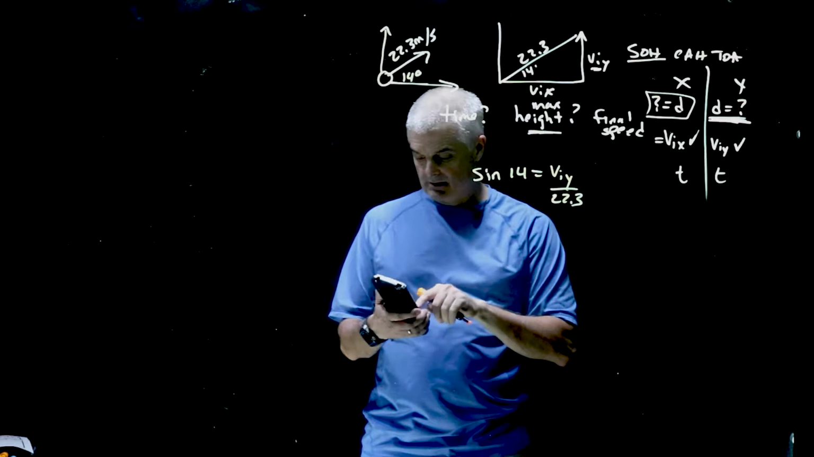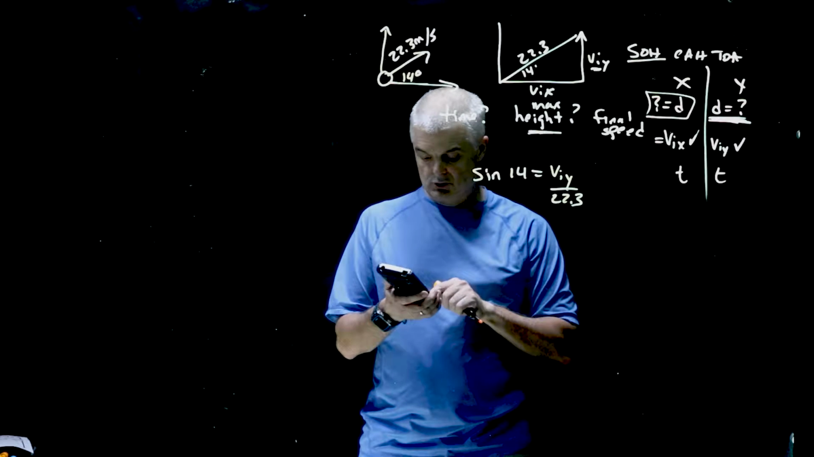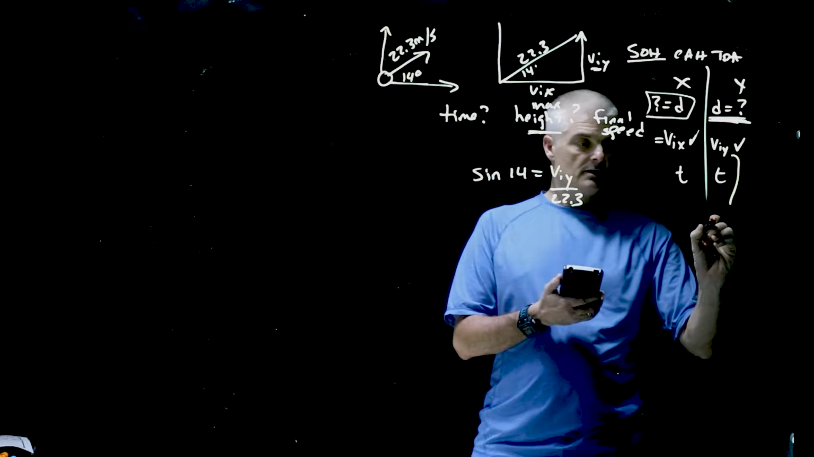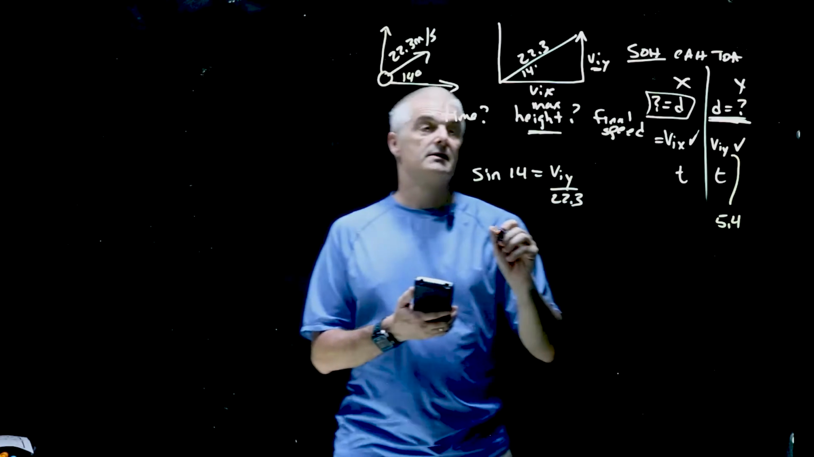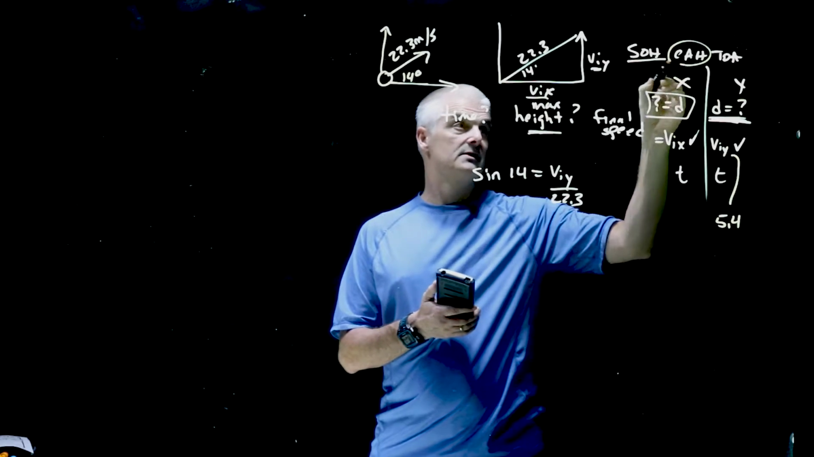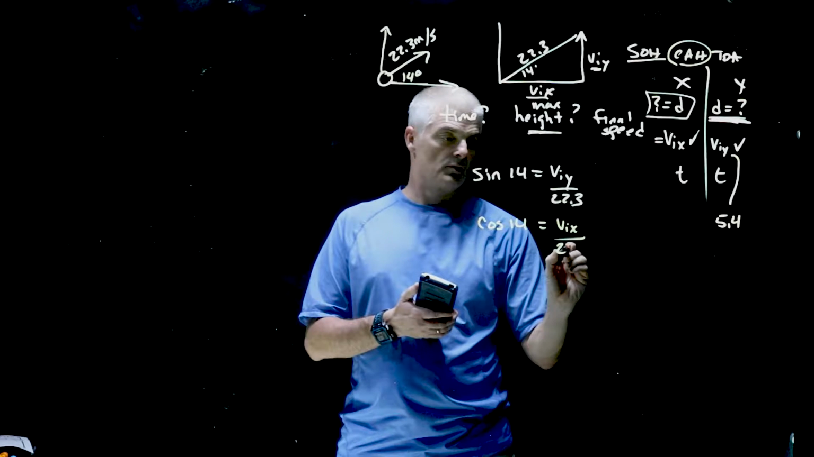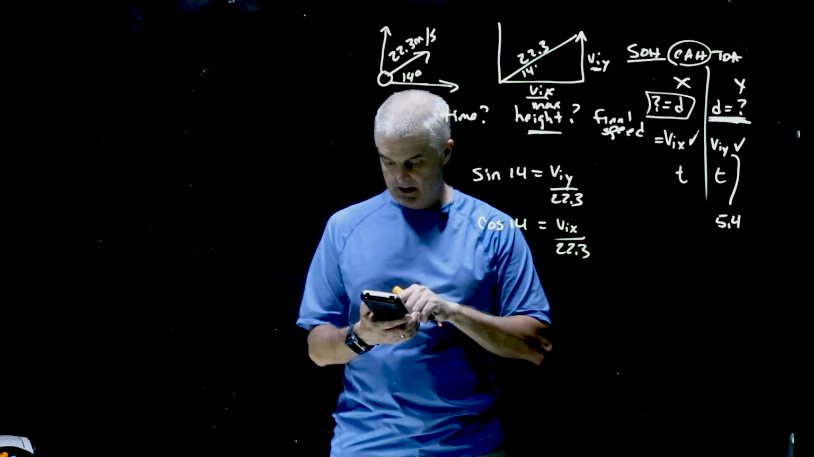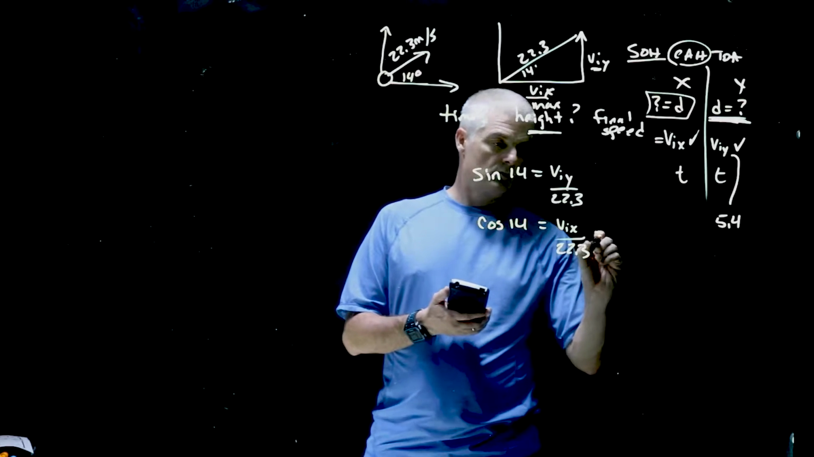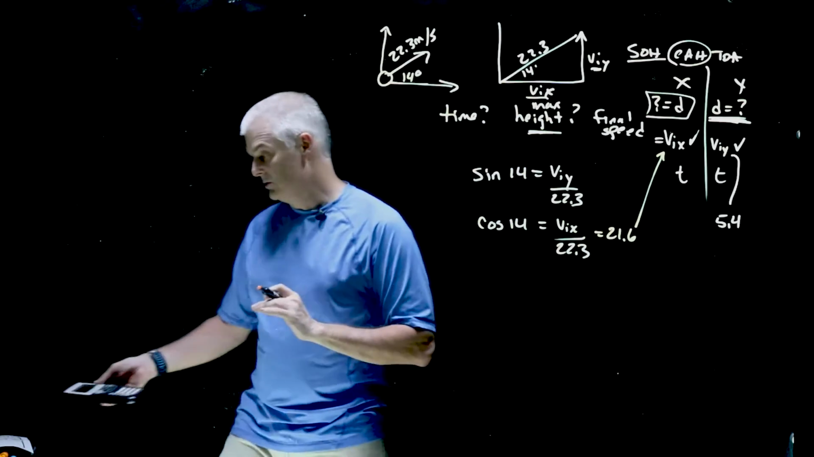So I get my calculator out, clear it. Sine of 14 degrees times 22.3. So VIY, I'm going to put that over here, that's 5.4. To get VIX, same ball game, I'm going to do the cosine, right? Cosine is adjacent over the hypotenuse. I can say cos of 14 equals VIX over 22.3. So I take cosine of 14, I push enter, by the way, and then I times it by 22.3. And this equals 21.6. So this is VIX. So I now know what those are.